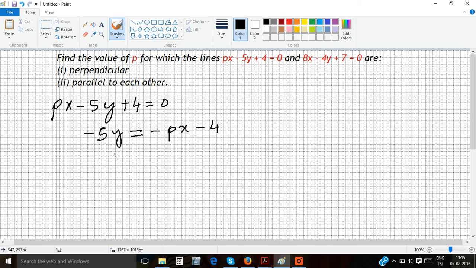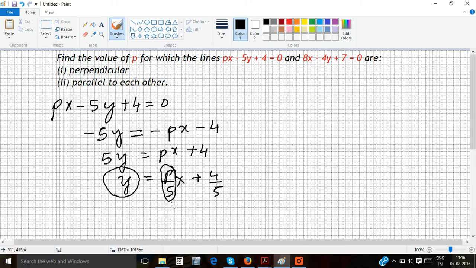They change their signs. Now I can change all the signs at the same time. So everything here is negative, I'm going to make this positive. So 5y is equal to px plus 4. Dividing through by 5, every single term by 5, I get y is equal to p over 5 x plus 4 over 5. So when the coefficient of y is 1, the coefficient of x would give me the slope of this particular line. Okay, so the slope of this line is p over 5.